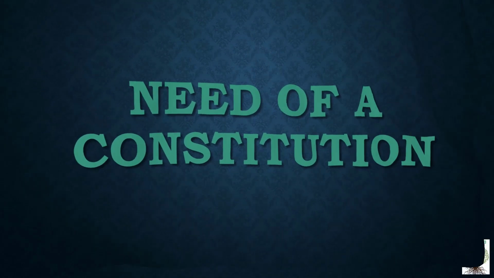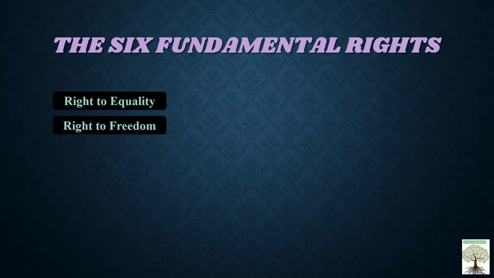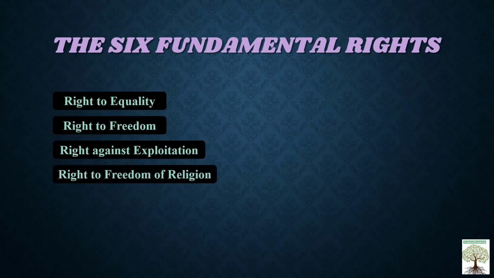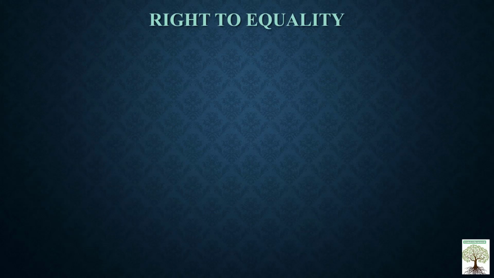Now we'll see the 6 fundamental rights of the Indian Constitution, which are written in the book. First, right to equality; right to freedom; right against exploitation; right to freedom of religion; cultural and educational rights; and the last one, right to constitutional remedies. What are rights? Rights are the basic privileges which are given to the people of the country. So the first right is the right to equality, which is given to each and every Indian citizen.